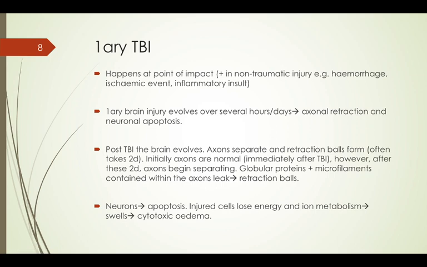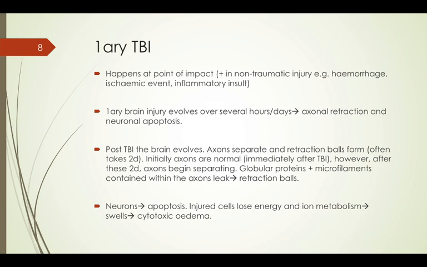So, primary traumatic brain injury. This is primary because it happens at the point of impact. Or if it were to be non-traumatic injury, it could be something like hemorrhage or ischemia. And primary brain injury continues over hours to days, and it eventually leads to axonal retraction as well as neuronal death and apoptosis.